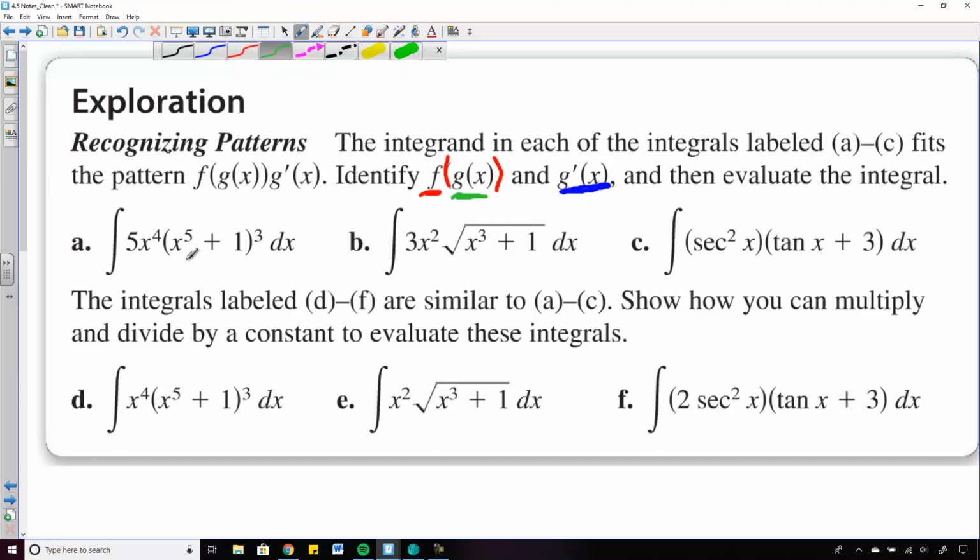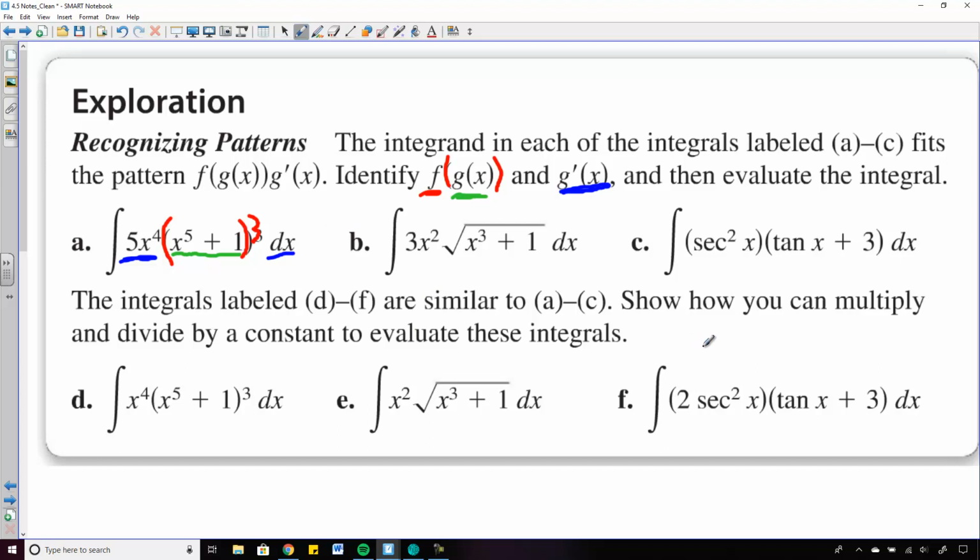So in the first one, I see the function to be this. X to the fifth's derivative, I also see, and it's exactly as it is. It's nice, it's 5x to the fourth dx. They're kind of both included in that, right? Because the derivative has a dx in it. And now the question is, what was that outer function? The outer function was taking it to the third power, right? So there's that.